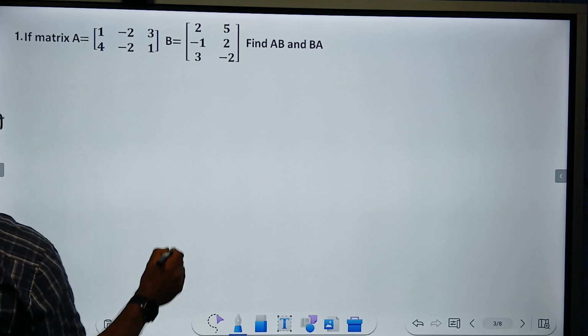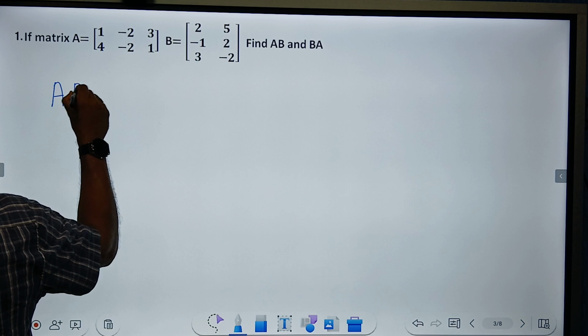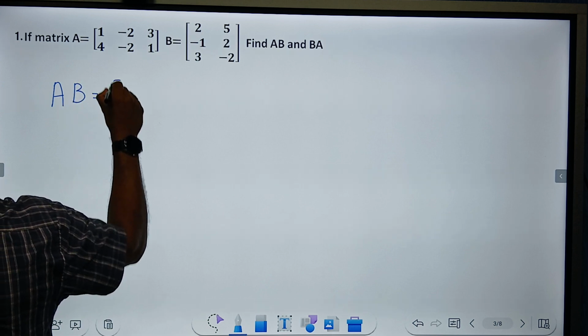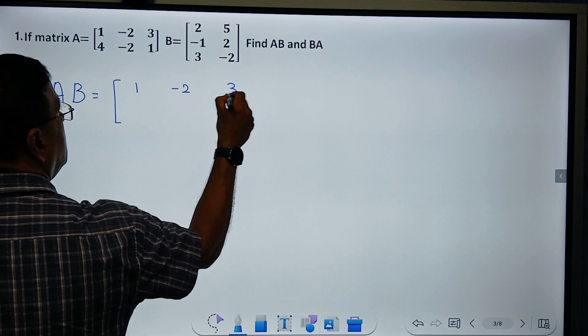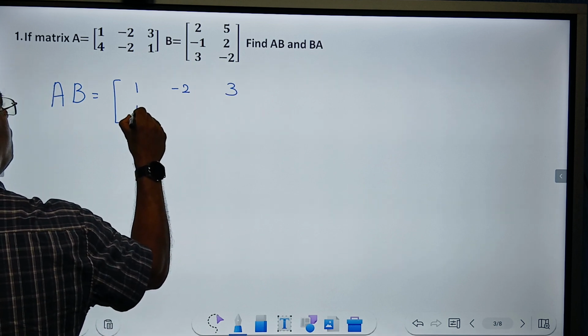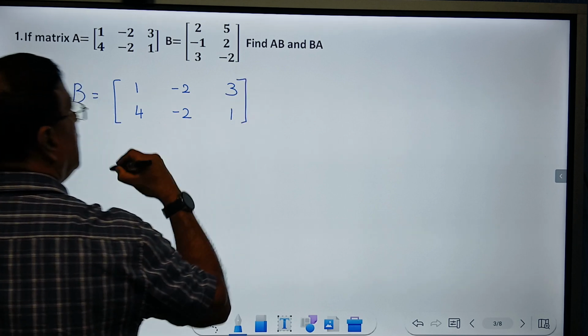So let us talk about matrix multiplication. I want to find AB. What is A? A is 1, minus 2, 3, 4, minus 2, 1. And what is B?